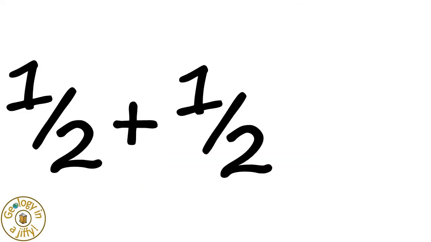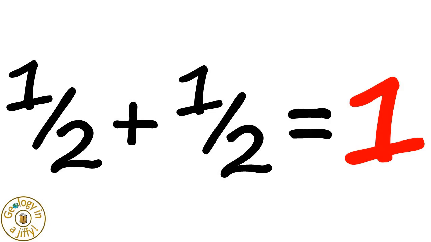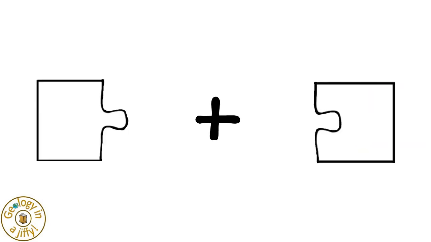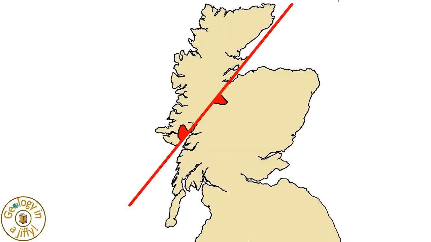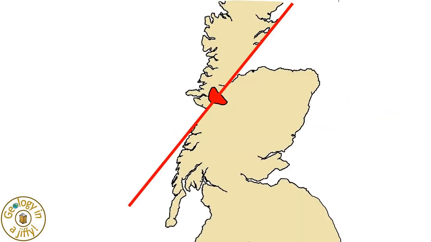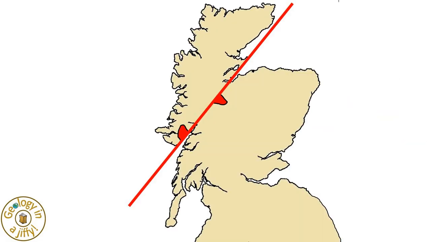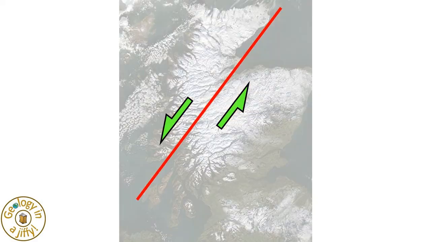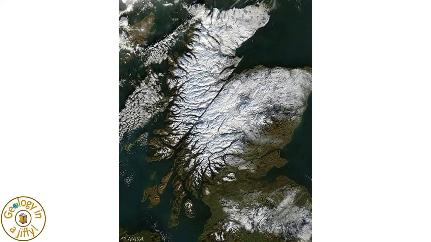Knowing that 1/2 plus 1/2 makes a whole, the same as one piece of jigsaw added to the other piece makes a whole jigsaw, when we look at the map, we see two halves of the granite intrusion, which clearly must have formed as one single mass. So by removing the movement along the fault plane, we can see how the landmass has been faulted, the northern section of rock being moved left laterally in a southwesterly direction.